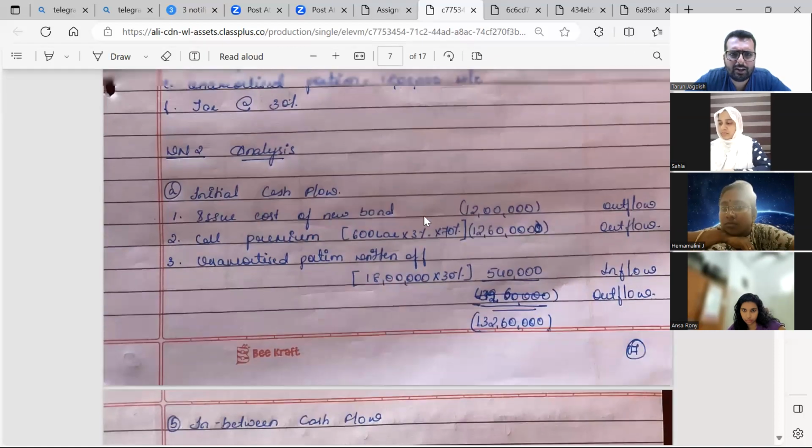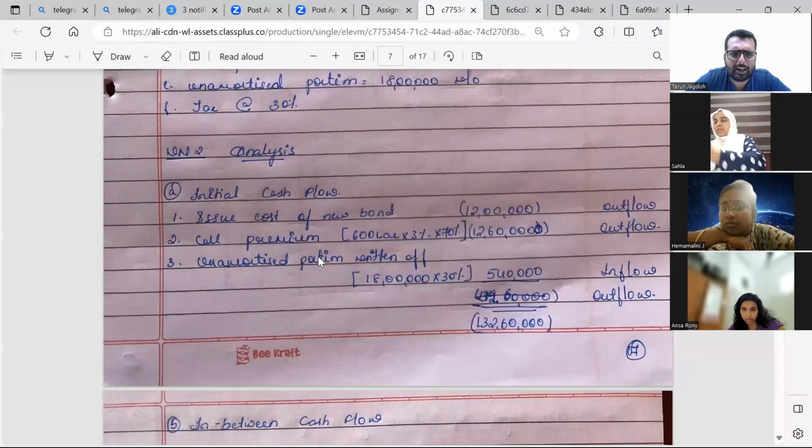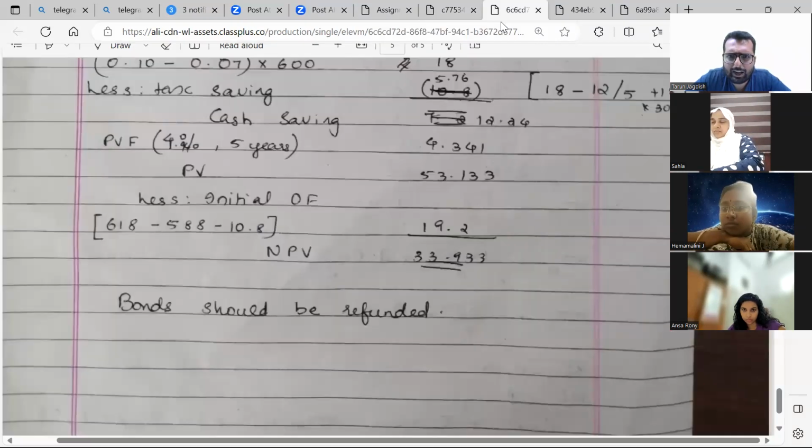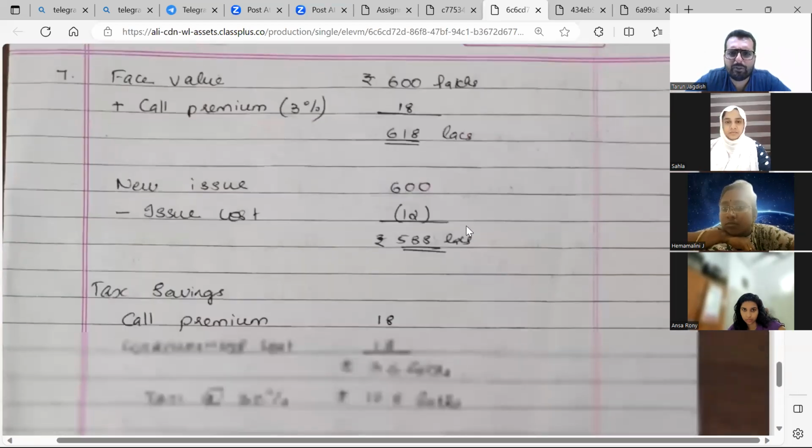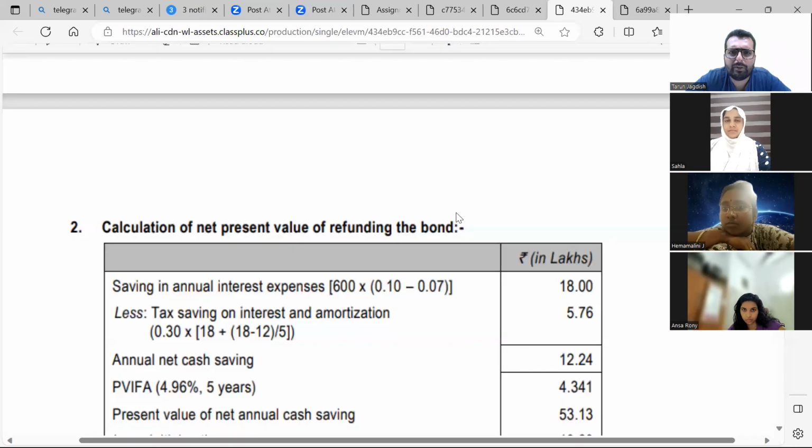Let me check the initial outlay. You got issue cost of new bond is 12 lakhs. Call premium 12 lakh 60. Unamortized portion return of 5 lakh 40. 132 lakh 60. But here the investment initial outlay is 1 minute.